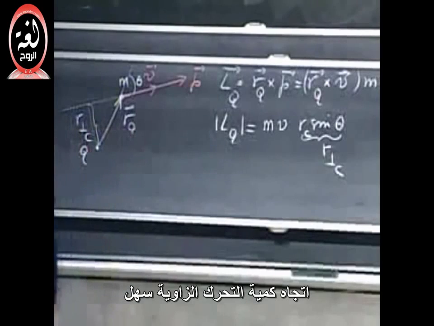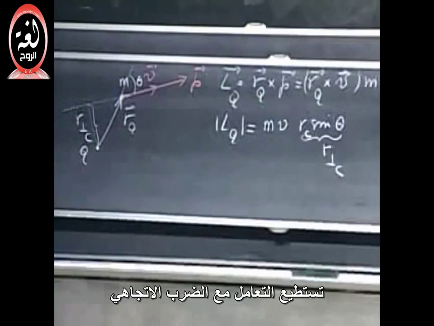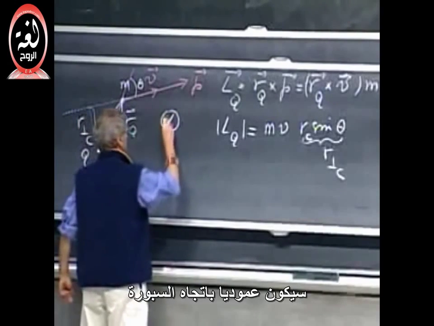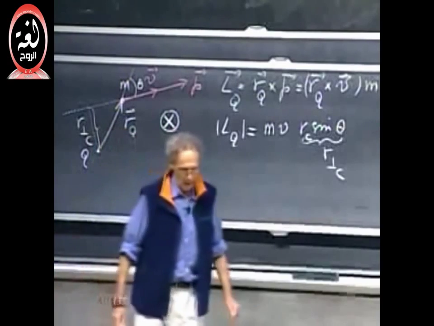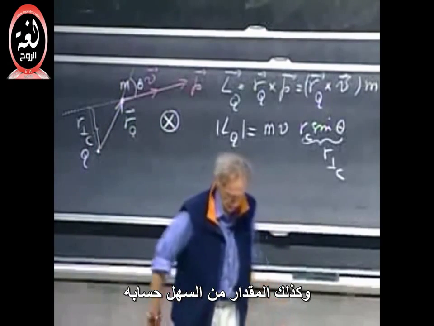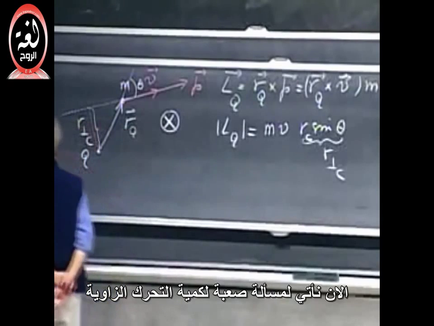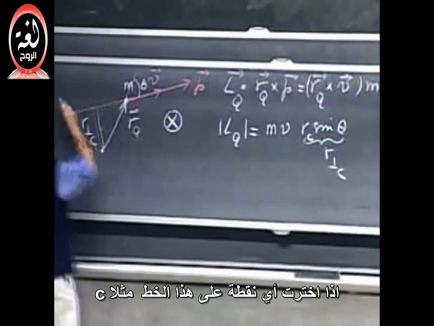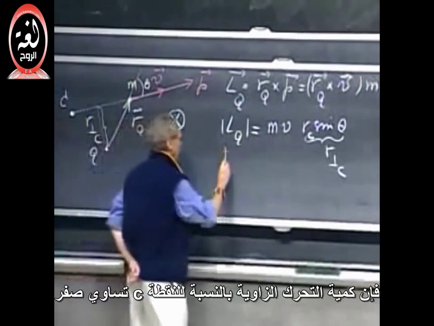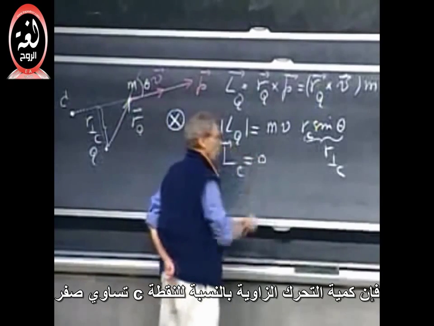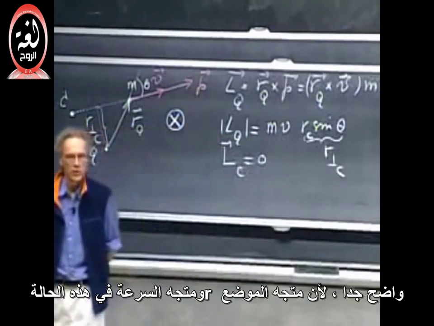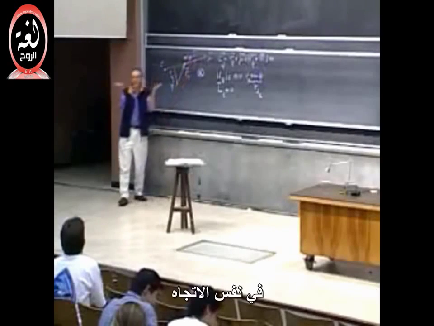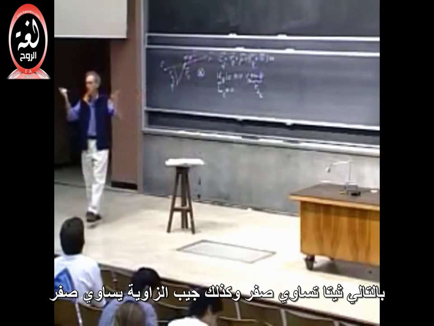The direction of the angular momentum is easy. You know how to do a cross product. So in this case, r cross v would be perpendicular to the blackboard. And the magnitude is also easy to calculate. Now comes the difficult problem with angular momentum. If I chose any point on this line, say point C, then the angular momentum relative to point C is 0. Very obvious, because the position vector, r, and the velocity vector, in this case, are in the same direction. So theta is 0, so the sine of theta is 0.